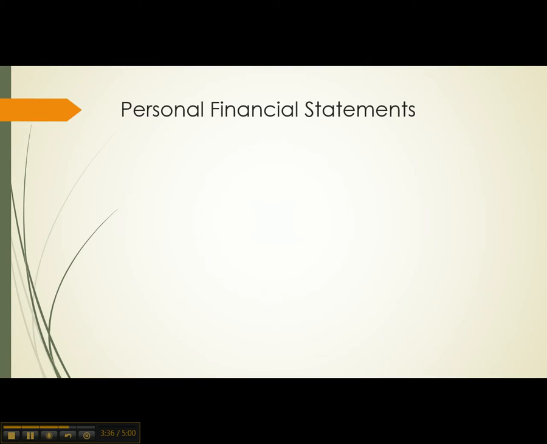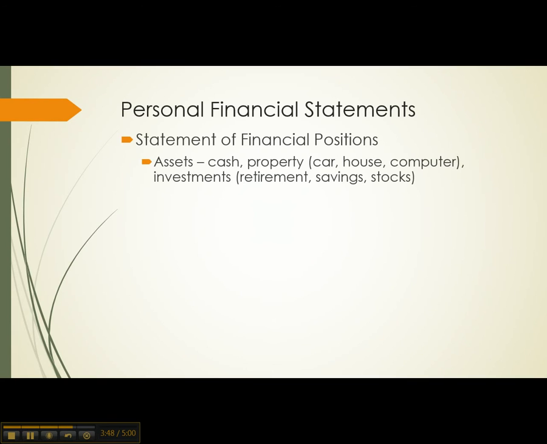Now we're going to talk about those personal financial statements. Remember, we need the personal financial statements in step 1 so that we know where we are. The first statement is called a statement of financial position. In here, we list all the assets. Assets are things that you own. So how much cash you have on hand, properties that you own. This may include your car, your computer, your cell phone, your furniture, your clothes, jewelry, and so forth. And also financial property or financial assets. This includes retirement accounts, any savings you have in your bank, or even stocks.